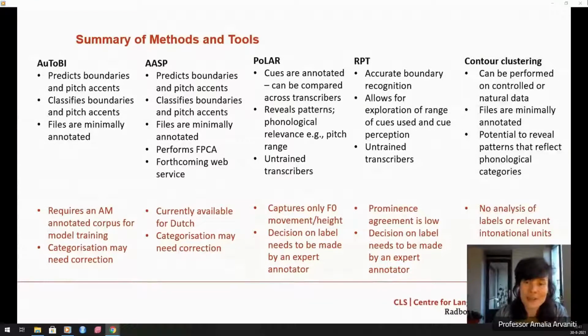Finally, contour clustering can be performed on controlled or natural, spontaneous data. The files, yet again, only need to be minimally annotated with the region of interest annotated in TextGrid, and it has the potential to reveal patterns that reflect phonological categories. However, no analysis of the relevant phonological labels or relevant phonological units is performed through the contour clustering analysis. This is a step that would still need to be made later by the researchers.